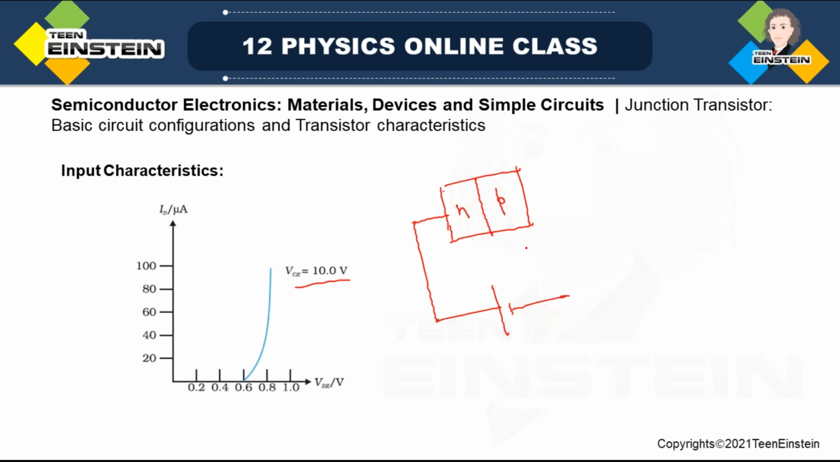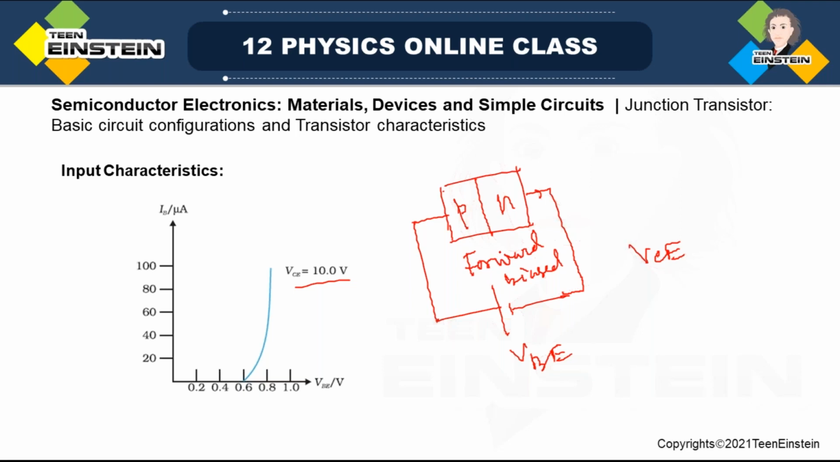So effectively the circuit is becoming like this. B and E junction. First is B, B is P, and E is N. So look, this is actually a forward bias PN junction. Here the voltage is VBE and the current we get is IB. We have to draw the characteristics for fixed VCE. So this is the situation.